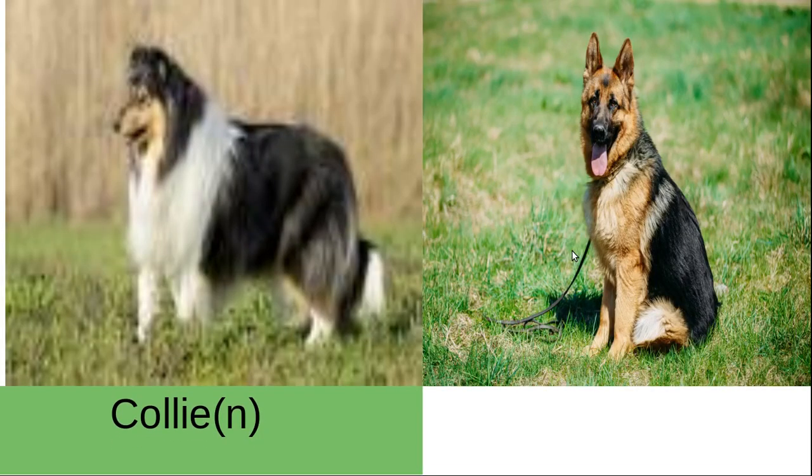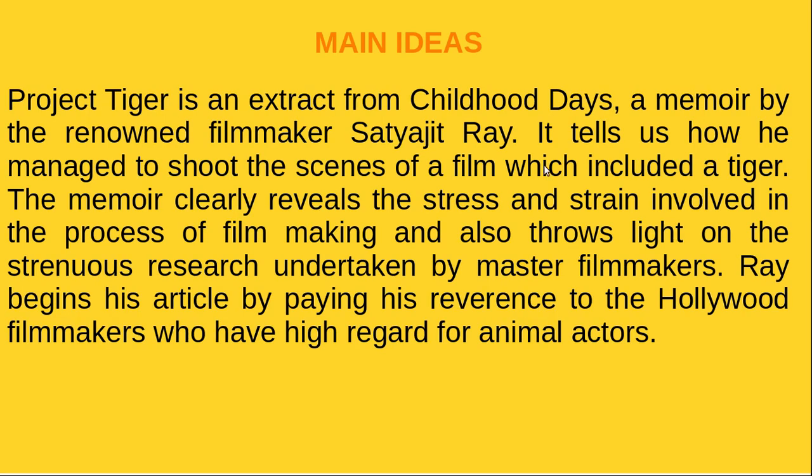Now let us move on. We can have the main ideas. Project Tiger is an extract from Childhood Days, a memoir by renowned filmmaker Satyajit Ray. It tells us how he managed to shoot the scenes of a film which included a tiger. The memoir clearly reveals the stress and strain involved in the process of filmmaking and also throws light on the strenuous research undertaken by master filmmakers. You see, these sentences are the theme of the article, right? Ray begins his article by paying his reverence to the Hollywood filmmakers who have high regard for animal actors. Right, yes?